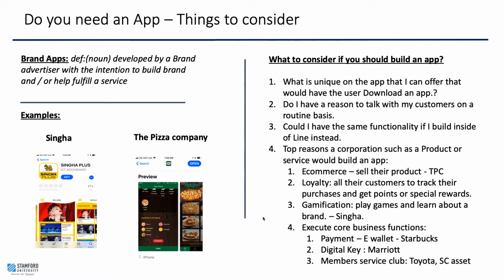And lastly, like member service clubs. So like Toyota, SE Asset, which is a real estate company, they may have post-sale service. And again, you want to be able to allow them to access you very quickly. It may be frequent depending on the type of service. So these are the things to consider when having an app, right? Tread carefully because an app can be quite expensive. You may waste a lot of money.